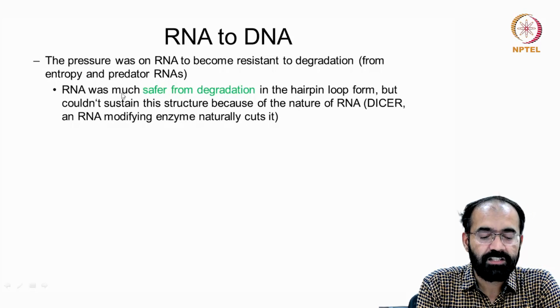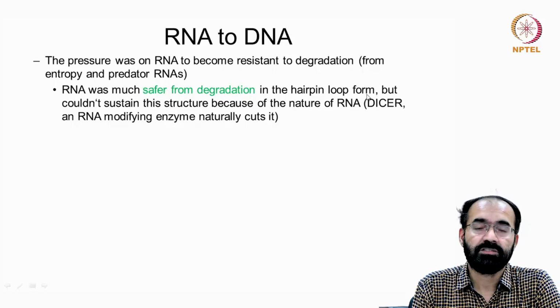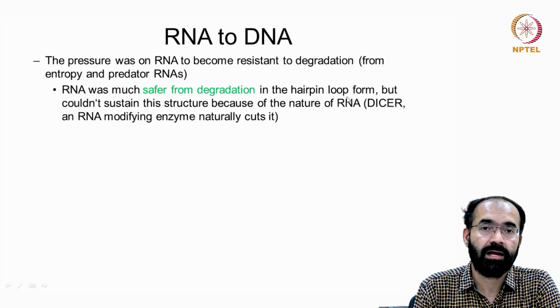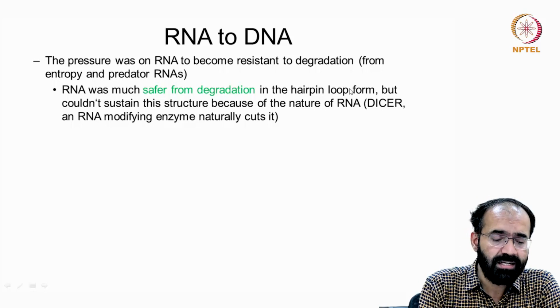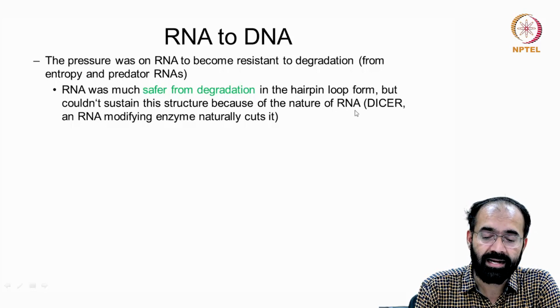RNA was much safer from degradation in its hairpin loop form, because it forms a secondary structure which protects vulnerable areas and sequences from exposure to the external environment. But it couldn't sustain this structure because of the nature of RNA itself.